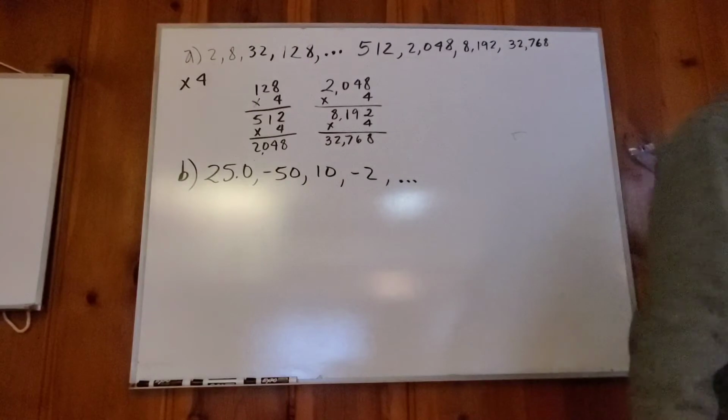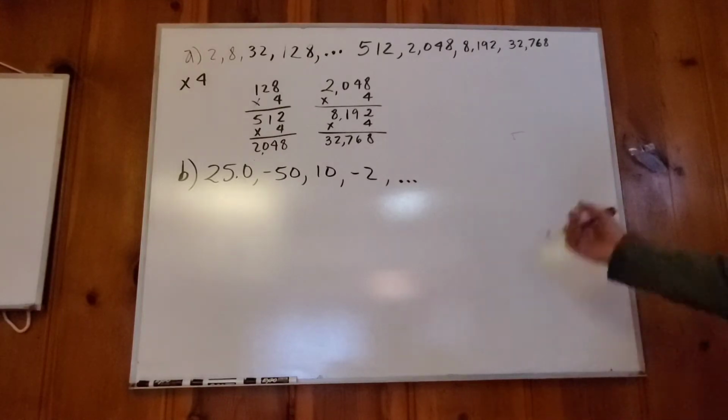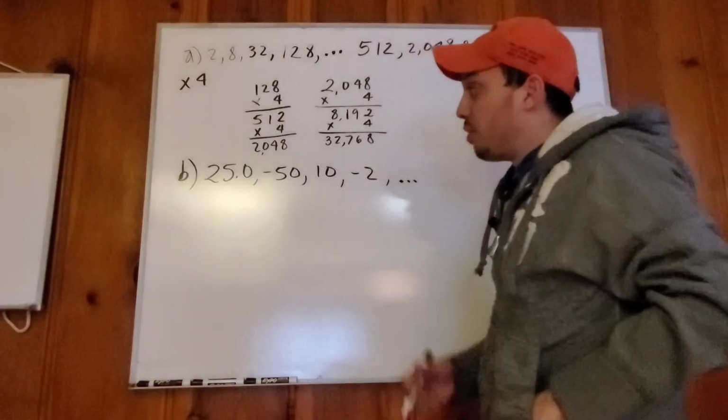Let me just check that I'm correct in the book. I got 512, easy. 2,048, easy. 8,192, yes. And 32,768. Well, that's how you do the first part of example 2.